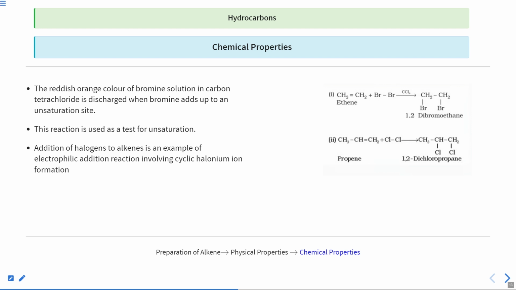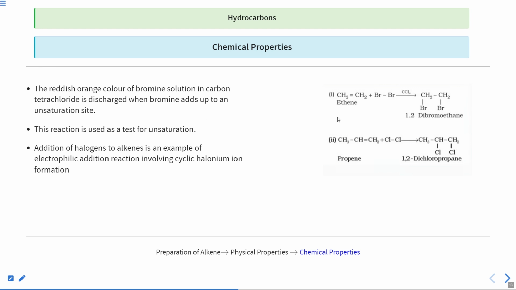So these are the reactions that we have. What are we doing? We are taking CCl4 as a solvent and adding this Br2 molecule to ethene, which results in 1,2-dibromoethane. Now, the reddish color of the bromine solution.